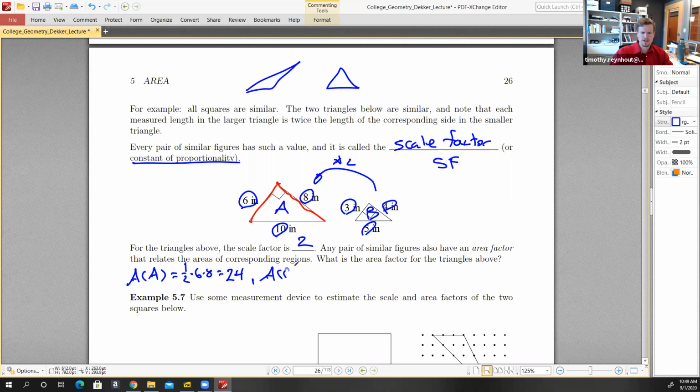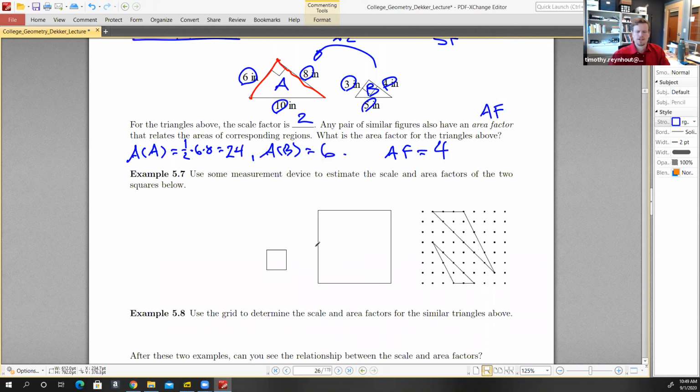The area of the triangle on the right is 1/2 base times height. So if you do the same thing, base times height, 3 times 4 is 12, and 1/2 of that would be 6. So the area factor, which we can abbreviate with AF, again, moving from the smaller triangle to the larger, would be multiplied by 4. Excellent. Area multiplied by 4, you get the second area.